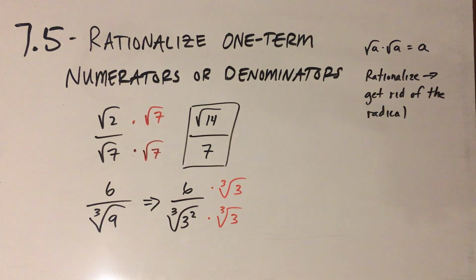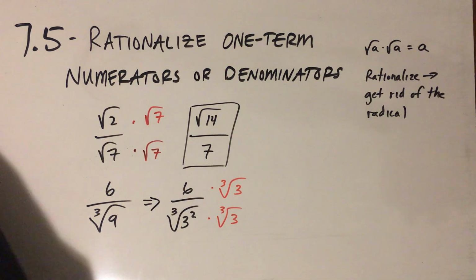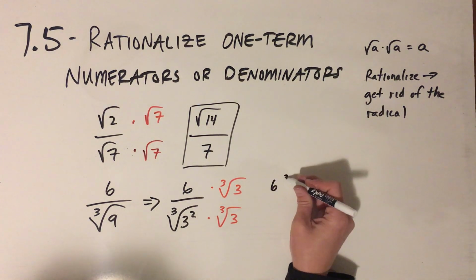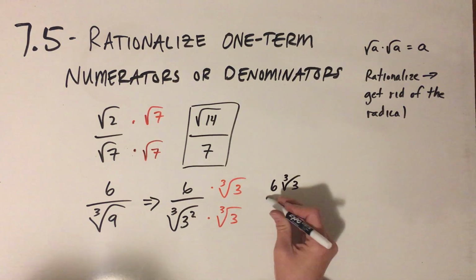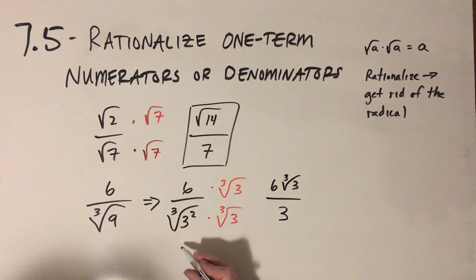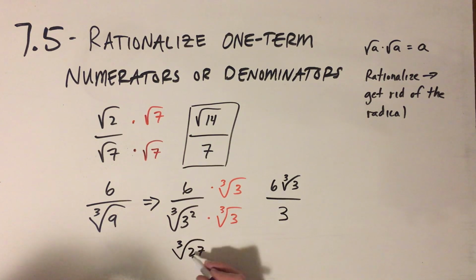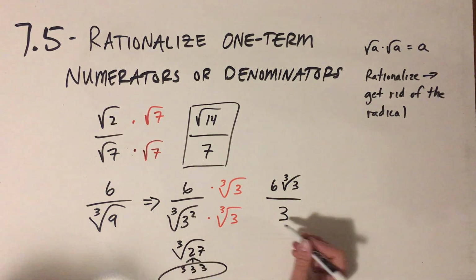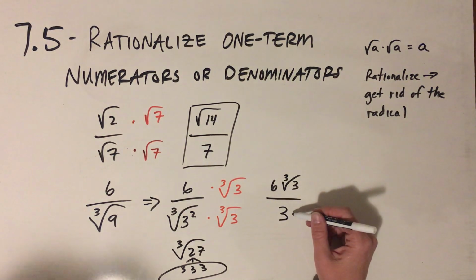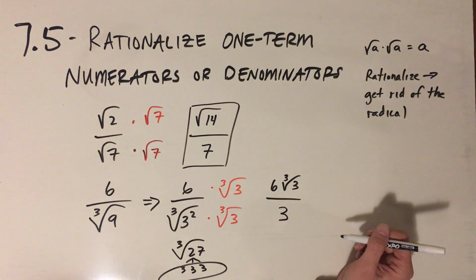As long as I do the same thing to both the top and bottom, then this stays the same. So on top, I'm just going to have 6 cubed roots of 3, and on the bottom, I'm just going to have 3. Again, this cubed root of 27, 27 is a perfect cube. It breaks down into the 3 3's, and when you have 3 of them, then it can come out. So I got the radical out of the denominator. This is rationalize the denominator.